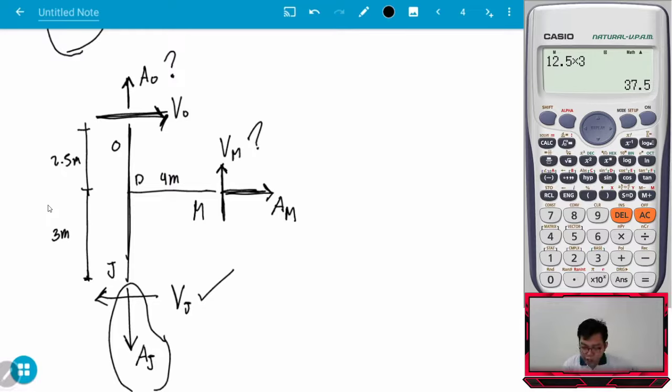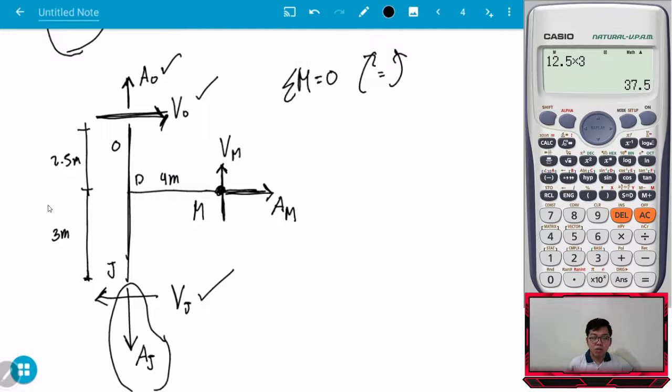Now, tingnan nyo, what if mag-sum up ako ng moments, guys? Sum up ako ng moment dito sa M. Okay? Summation of moments sa M. Tingnan nyo, mag-sum up ako ng moments sa M equals 0 kasi alam ko na 0 dyan. Clockwise is equals counterclockwise, di ba? So, ano yung iikot sa M? Itong VJ iikot, AJ iikot. Kailangan ko din yung AO at saka VO. So, paano yan, guys? So, same pa din.